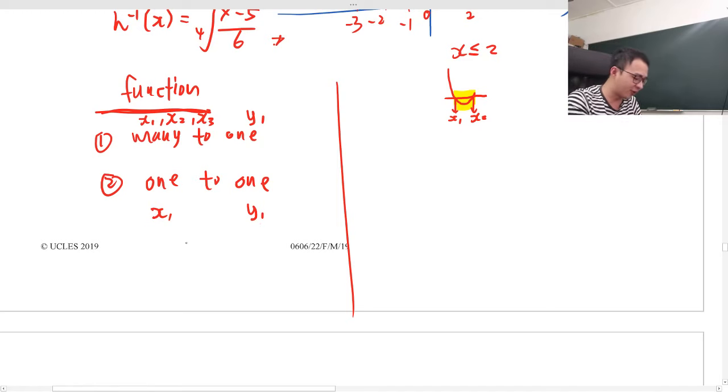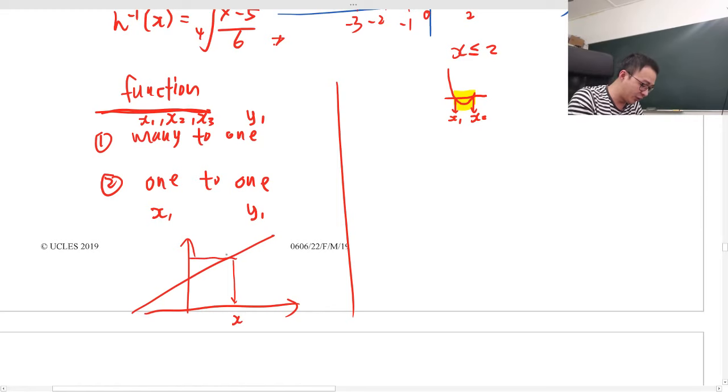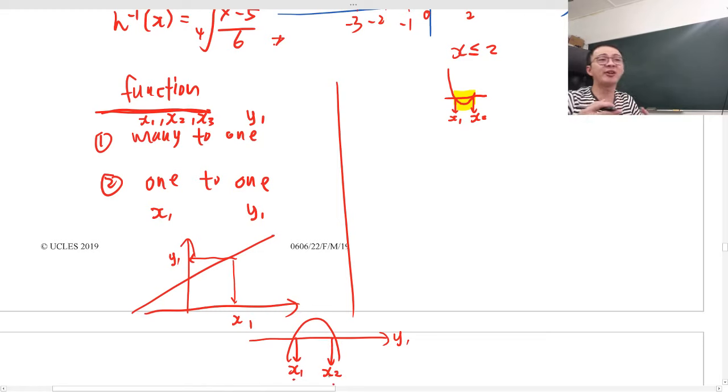It's quite straightforward. If the graph here is a straight line, you can see one x value only leads to one y value, isn't it? So this one is considered 1 to 1. Many to 1 is like a U shape or an N shape also. So you can see one y value, y1, can lead to 2 different x values, x1 and x2. So you can see many x values go into one y value, we call it many to 1.